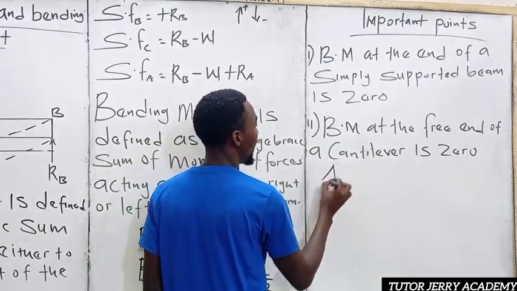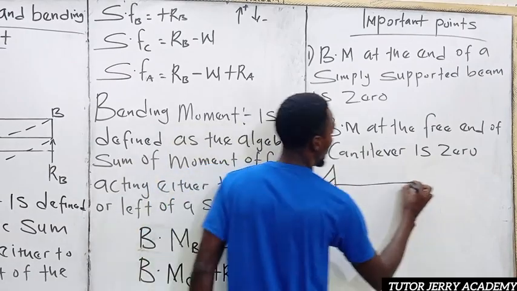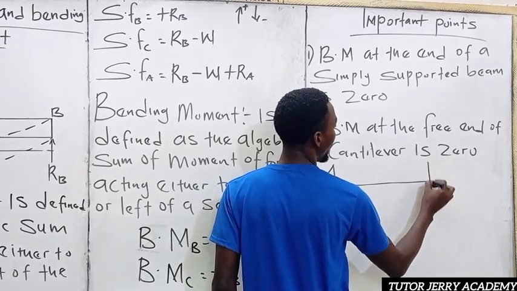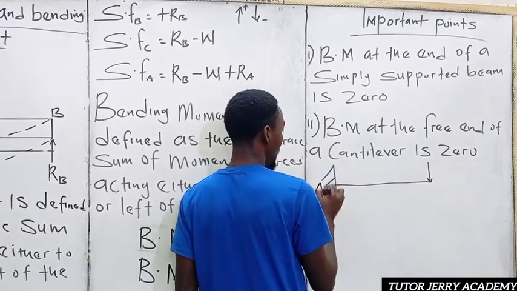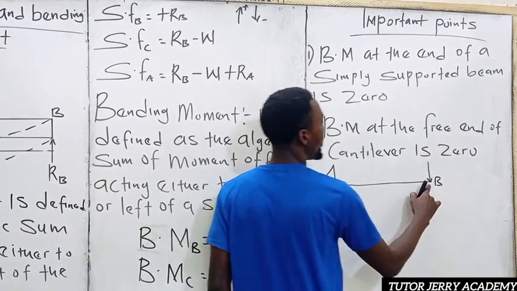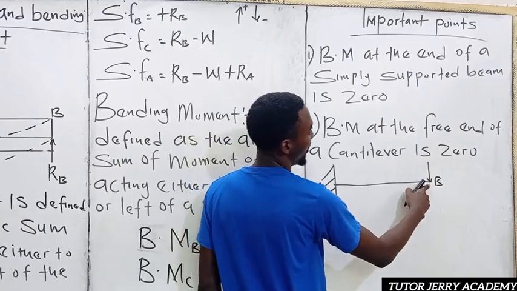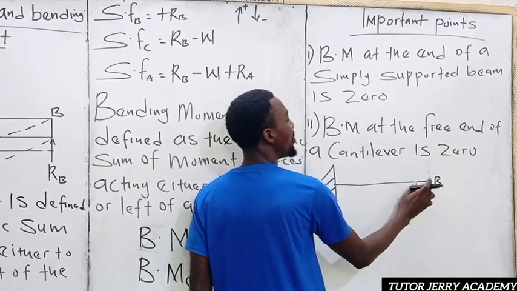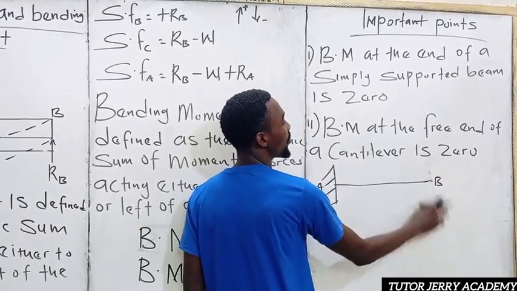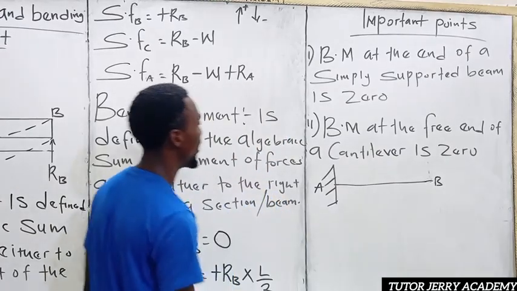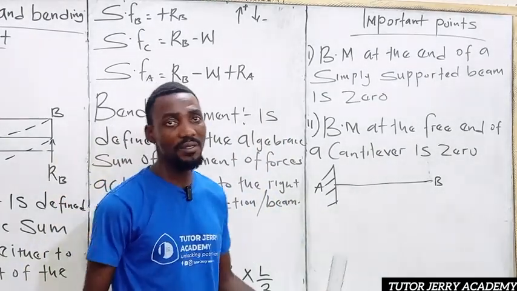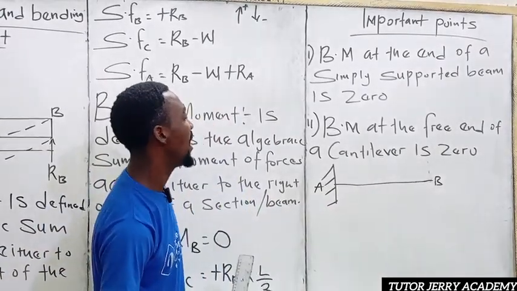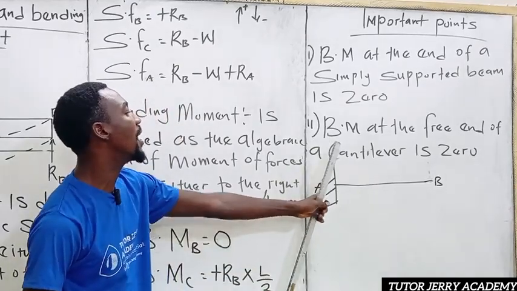We have a cantilever like this, and let's say we have a force here. Let's say this is A and this is B. So the bending moment at this free end, let me not put a force, let's just put something like this. So the bending moment at this free end is going to be equal to 0. Alright, so this is a cantilever. A cantilever is a beam that is fixed at one end and free at the other end.